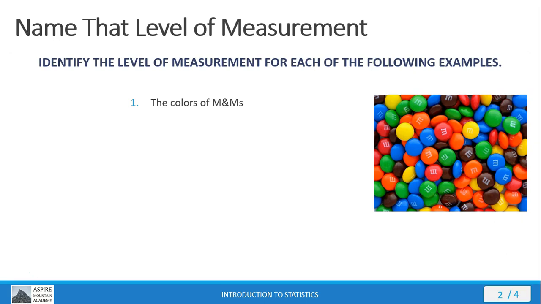Actually, this is pretty straightforward. I give you an example, and then you tell me what the level of measurement is for that example. First up, we have the color.